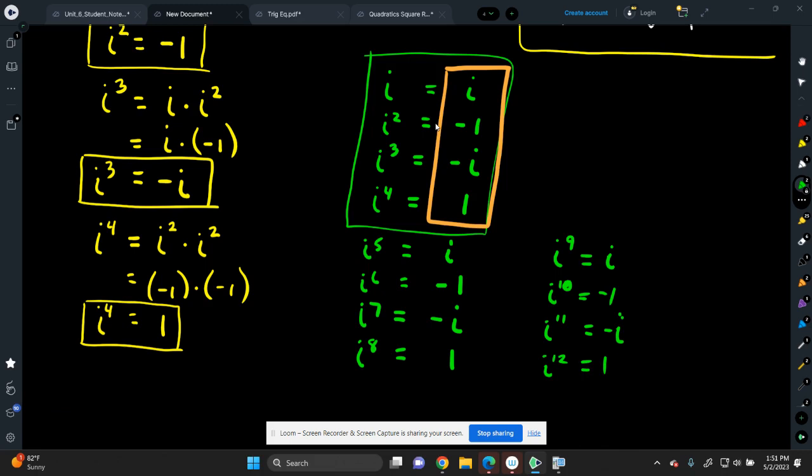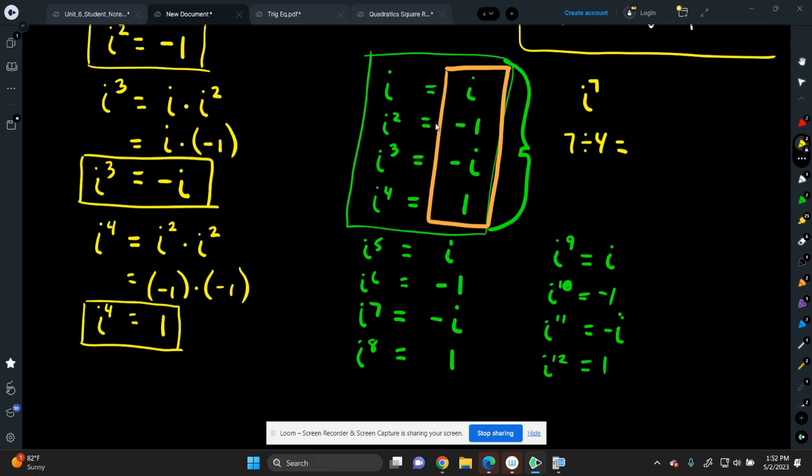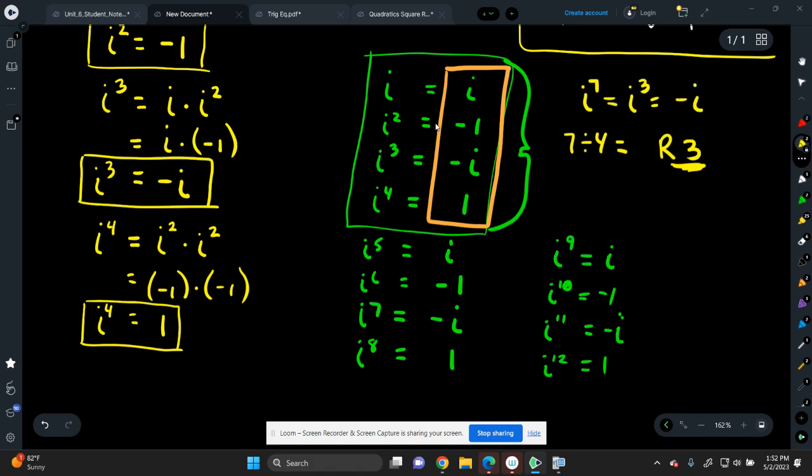So all you have to memorize are these. Because after that, for instance, let's say I want i to the 7th. All I'm going to do is say 7 divided by 4. How many times does 4 go into 7? Once, with a remainder of 3. It's this remainder that we care about. i to the 7th is the same thing as i to the 3rd, which is negative i.